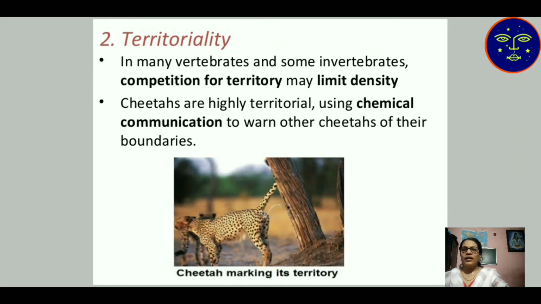Territoriality. In many vertebrates and some invertebrates, competition for territory may limit the density. Cheetahs are highly territorial, using chemical communication to warn other cheetahs of the boundary.